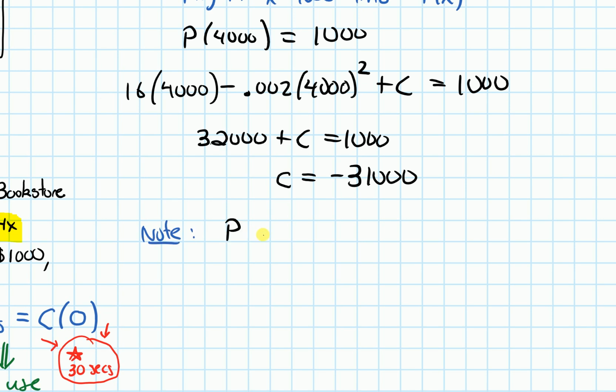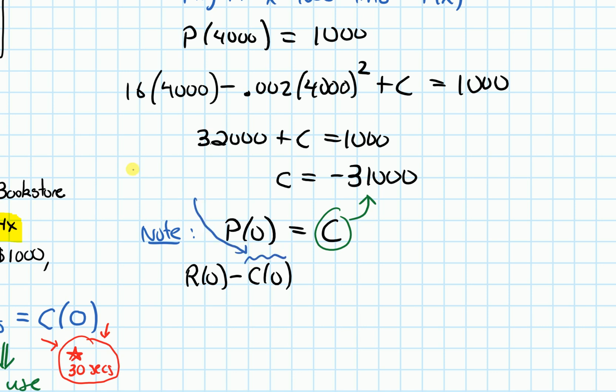So note, if I plug 0 into my profit function, that'll just leave me with c, that constant I got. But P of 0 is R of 0 minus C of 0. So one thing to note is this c is this negative 31,000. When I write C of 0 here, this means plug x equals 0 into the cost function. So those two c's are different. Okay, so I want to be clear about that. All right, and this equals that constant, which was negative 31,000.